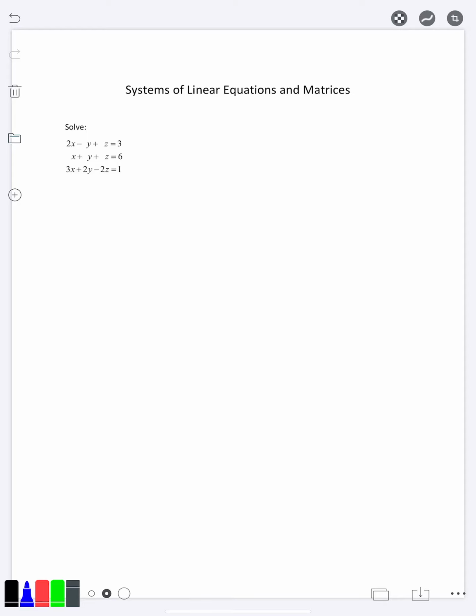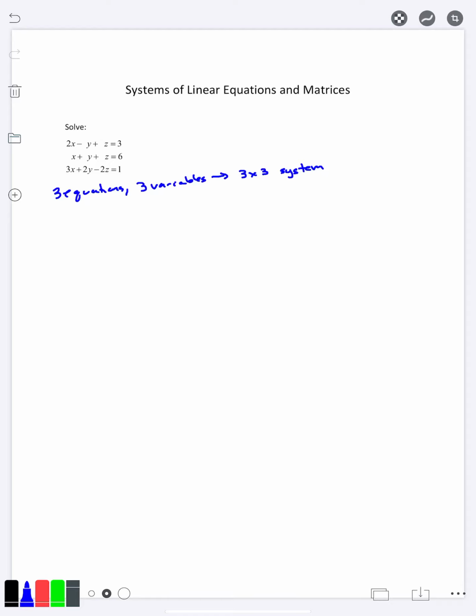This video is going to give a quick overview of what a system of linear equations is, and then show you how to convert that system into a matrix format. In this case, I've given you an example of a system of equations, and there are three equations in this system, and there are three variables in this system. And so we would usually call this a 3 by 3 system of equations.